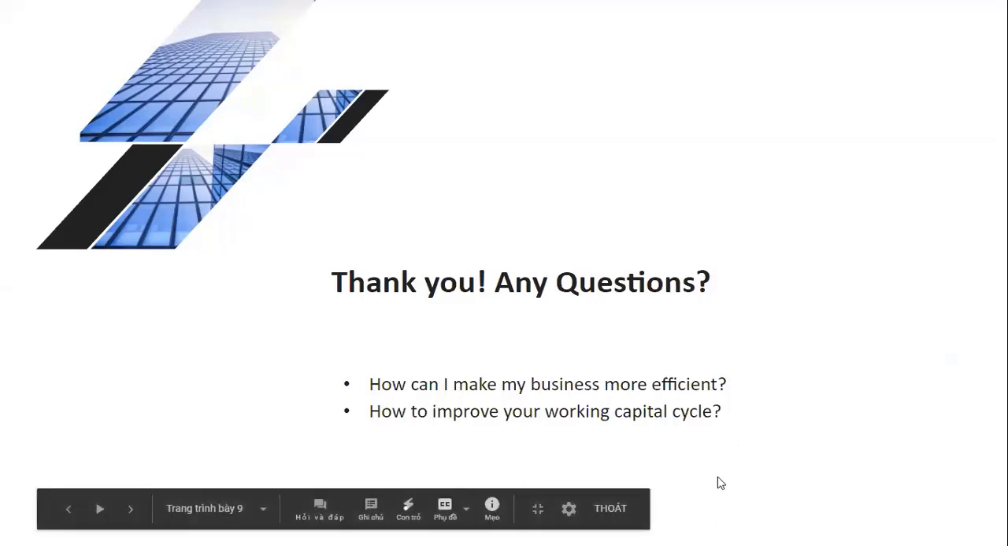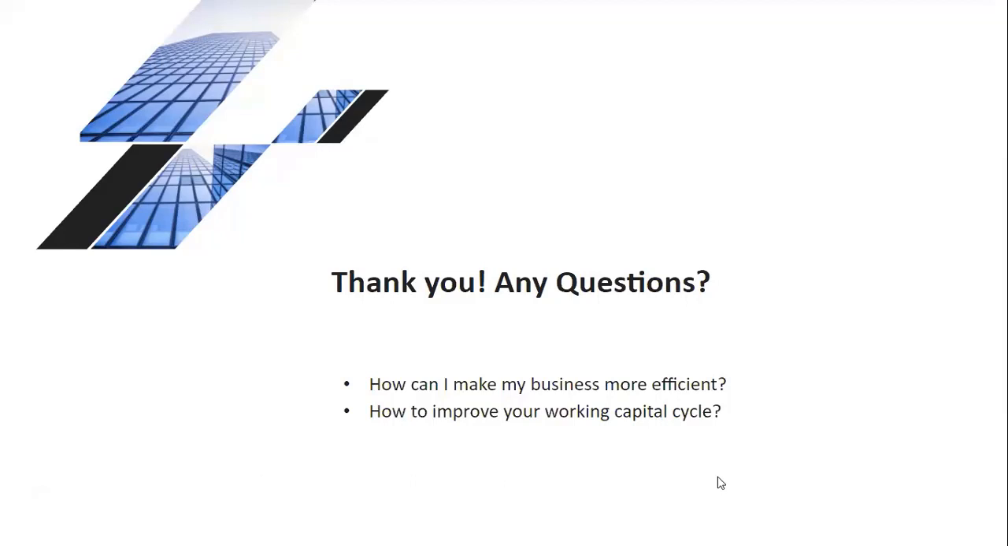The first question: how can I make my business more efficient? I think the best way to do this would be to look at your working capital ratio. Obviously, if you're a cash business, you're going to have a negative ratio, which in that scenario is perfectly fine. But if you're not a cash business, you want to get your ratio to between 1.2 and 2, so you're somewhat liquid but have enough assets to cover long-term debt and still have an effective business. If your ratio is over 2, then your business may not be as efficient as it can be. So ideally you want to be between the 1.2 and 2.0 range.